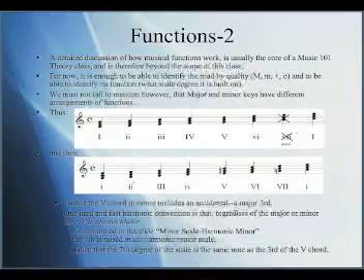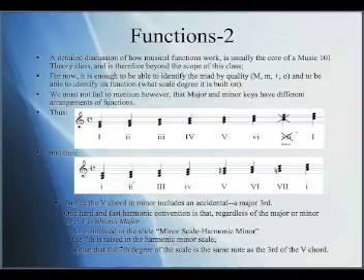A detailed discussion of how musical functions work is usually the core of a Music 101 theory class and is therefore beyond the scope of this class. For now, it is enough to be able to identify the triad by quality, major, minor, augmented, or diminished, and to be able to identify its function by what scale degree it is built on.